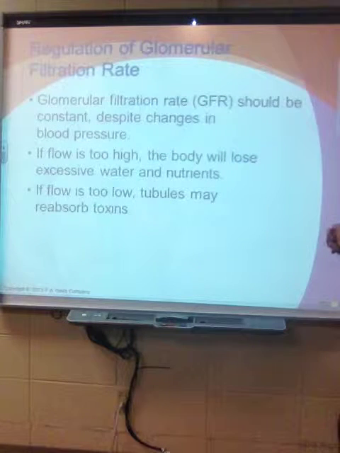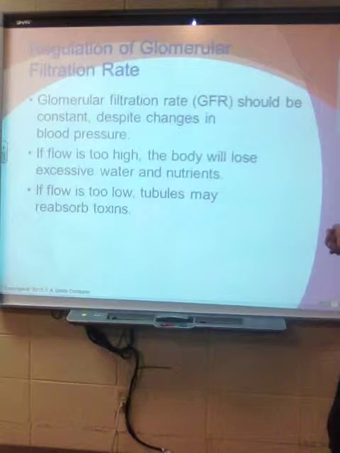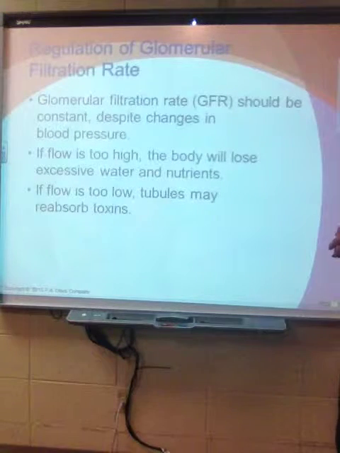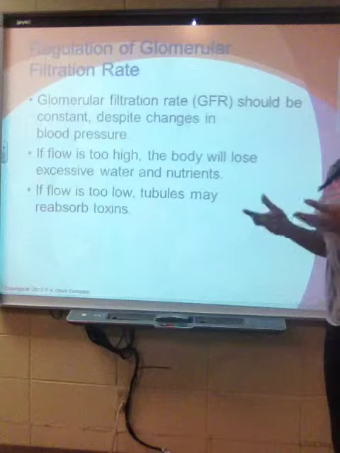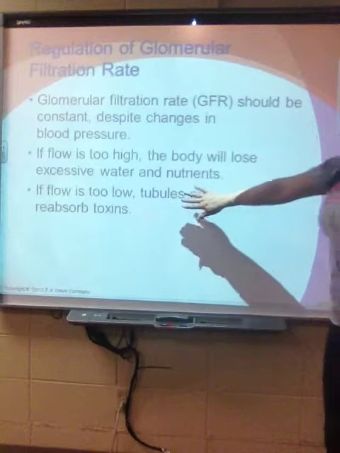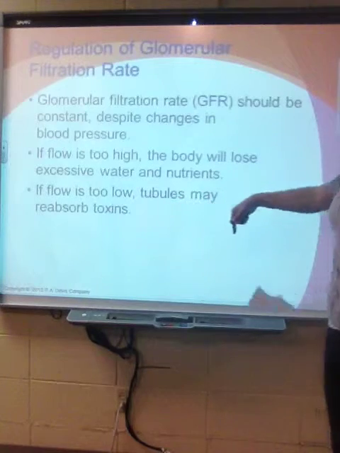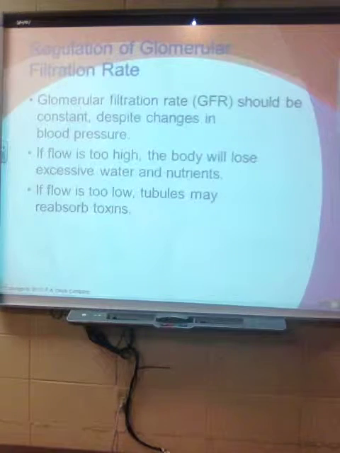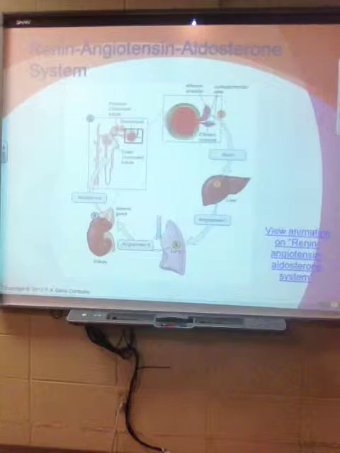If the flow is too high, the body will lose excess water and nutrients. So if we've got high blood pressure, then we're going to filtrate a lot out, and they can become dehydrated easily. And then if it's too low, they can become very toxic. So those electrolytes will start creeping up. Potassium will get really high, and you can cause cardiac arrest. It's a big, scary deal.